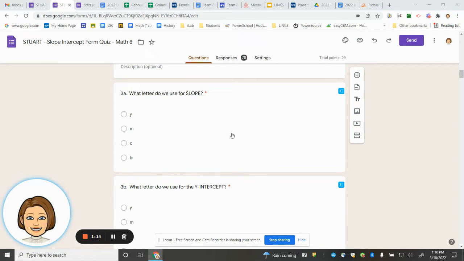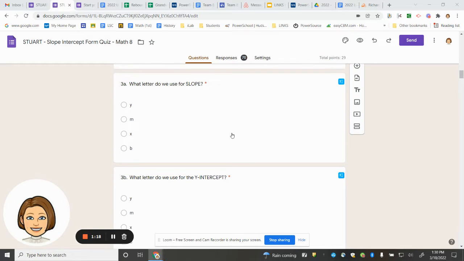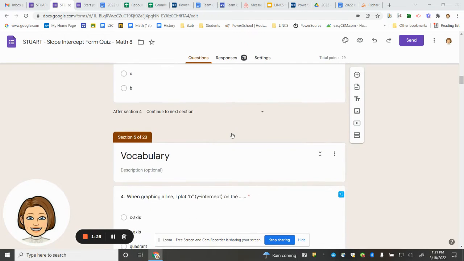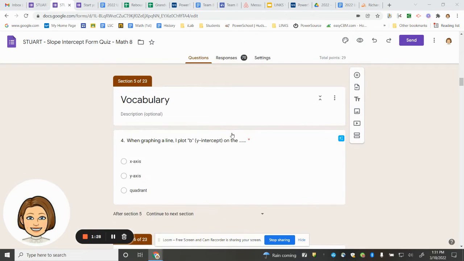3a, what letter do we use for slope? Y, M, X, B. 3b, what letter do we use for the y-intercept? Y, M, X, B. Number 4, when graphing a line, I plot B, or the y-intercept, on the x-axis, y-axis quadrant.